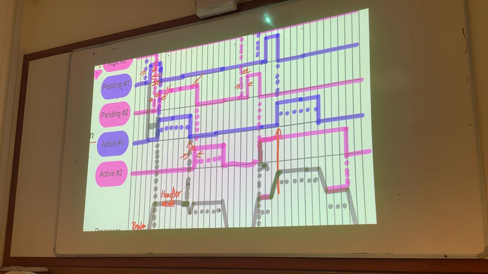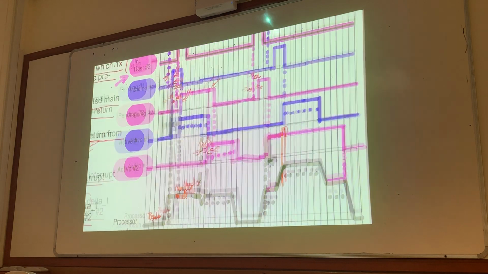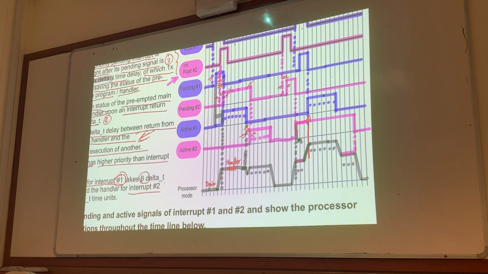I mean, when the process moves, right? So meaning that the signal here will be a line. The signal from active 1, the level should be the same, right?